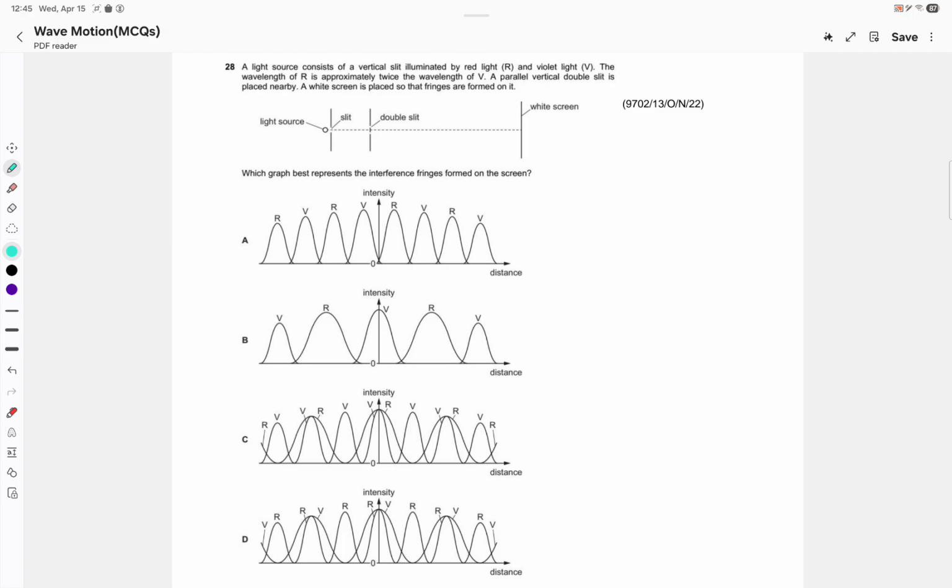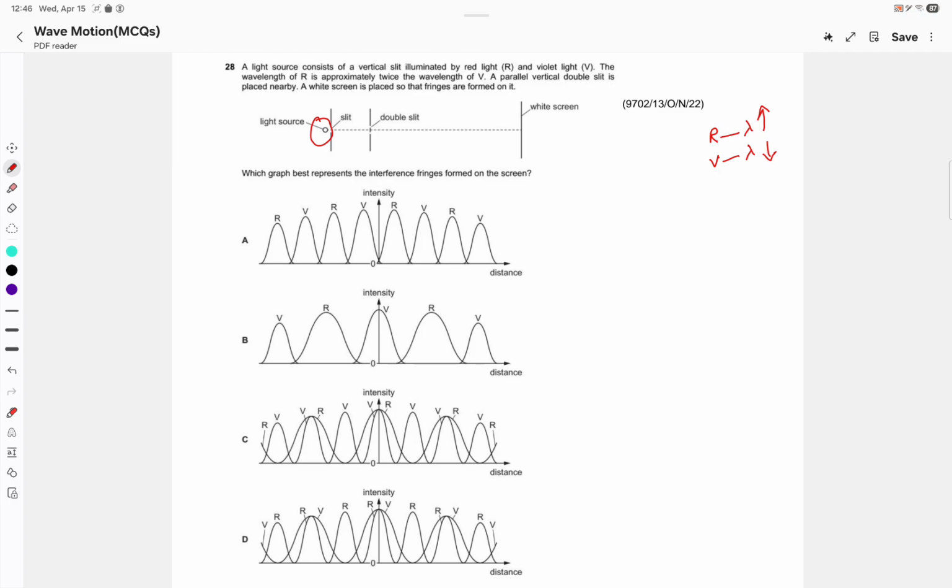Usually in the interference experiment we use a monochromatic light source, which means a single wavelength source, but right now we have a multi-wavelength source, made of red and violet light. And you know that red has the greatest wavelength, and violet has the shortest wavelength. The wavelength of red is approximately twice the wavelength of violet, so red is bigger in terms of wavelength. A parallel vertical double slit is placed nearby.